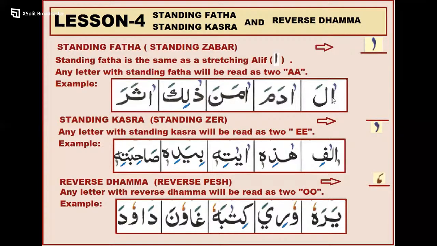Look at this example. Hamza standing fatha. When alif has standing fatha, we read Hamza standing fatha, a. Lam fatha, la. A la. So one fatha we never stretch, and when we see standing fatha, we stretch a double a sound.